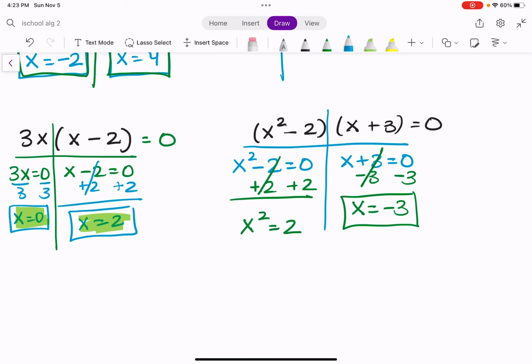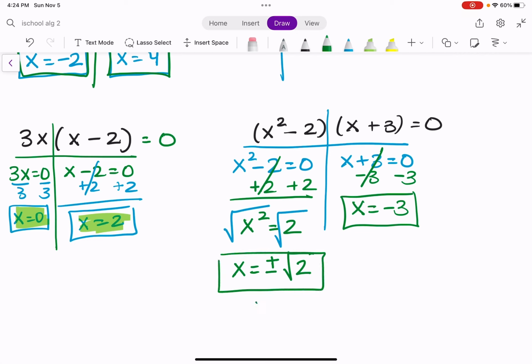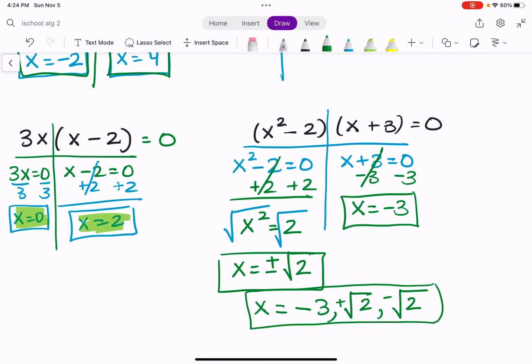Now to get rid of the squared, remember the inverse of squared is square root. So we're going to square root both sides. Now here's the trick though. When you take the square root of both sides, you actually get 2 solutions, plus or minus square root of 2. So there's actually 3 solutions. There's x equals negative 3, there's positive square root of 2, and there's negative square root of 2. Because when you take the square root, you have to put that plus minus. So here we actually have 3 solutions. We have the first one, the second one, and the third one.